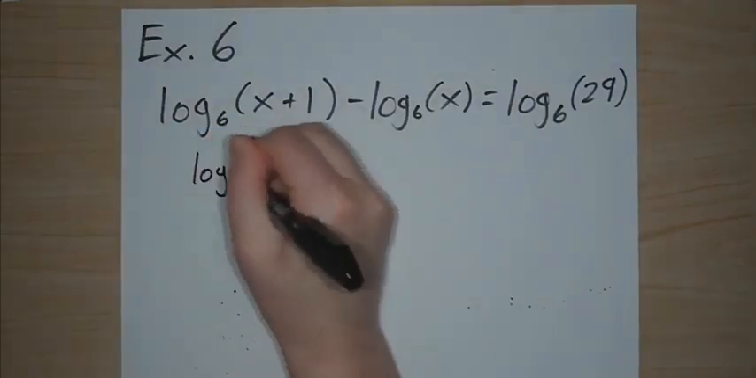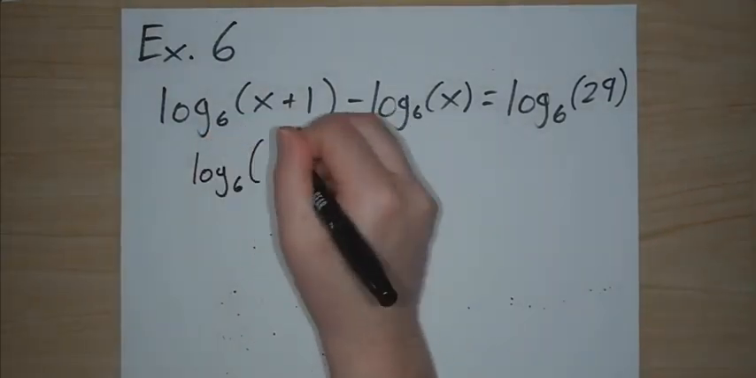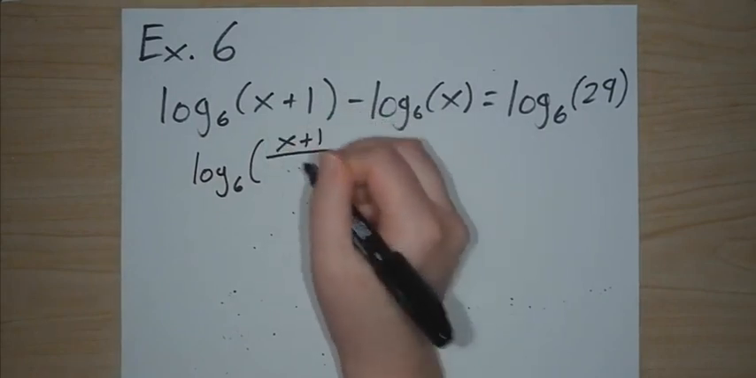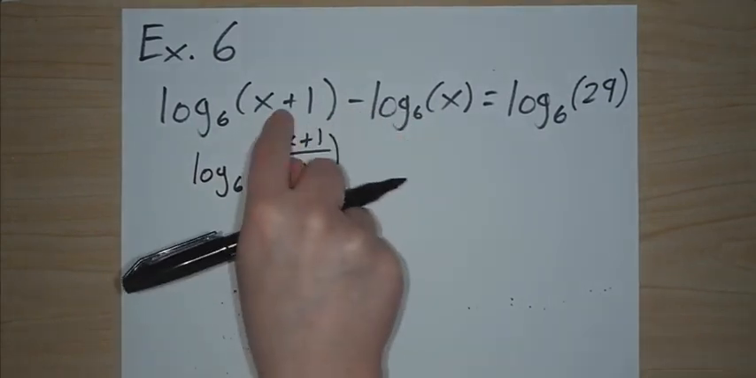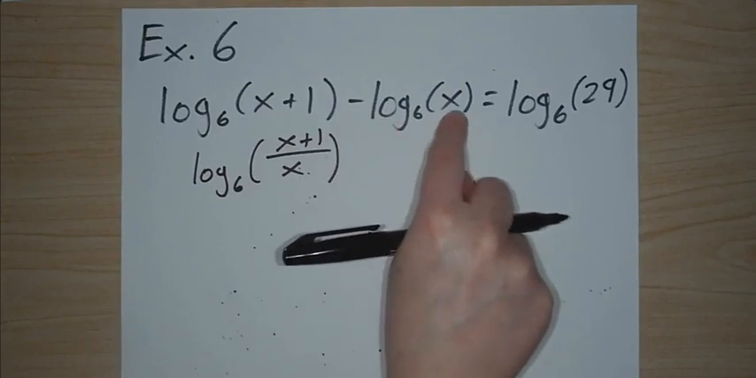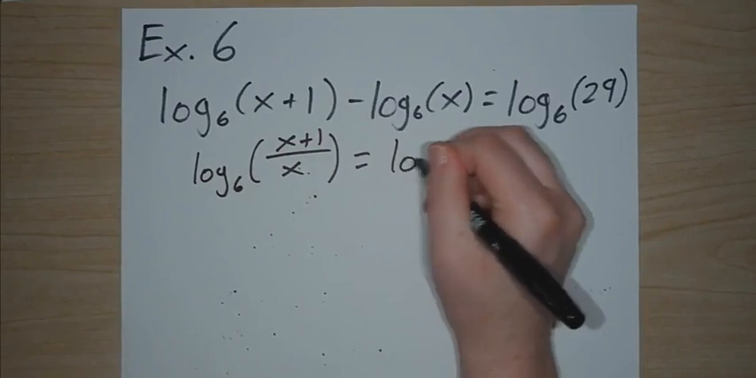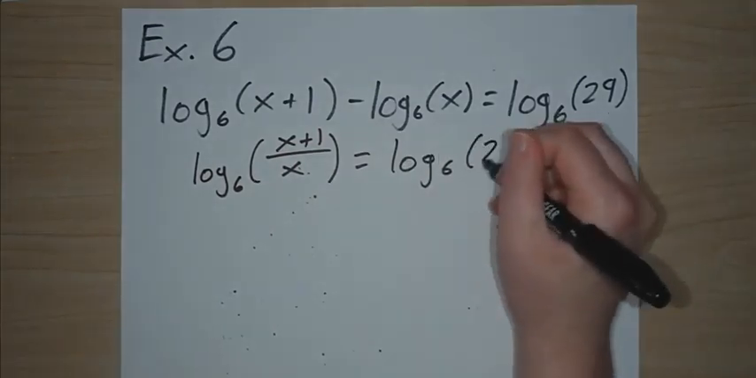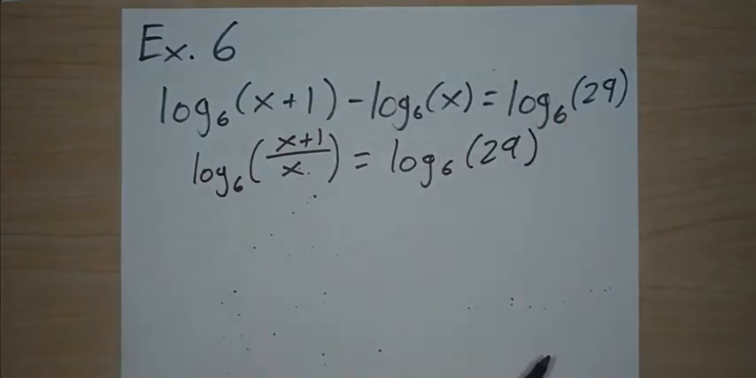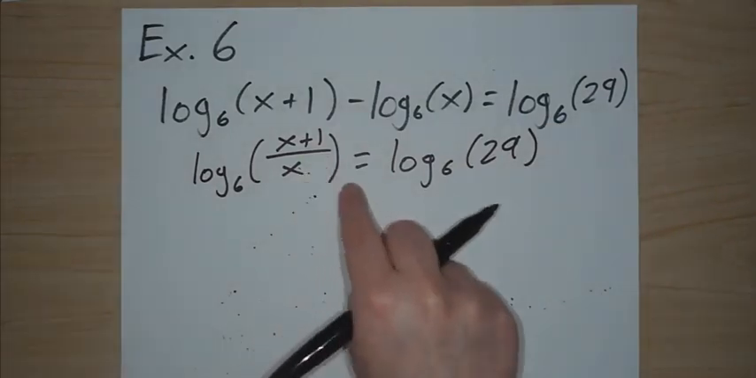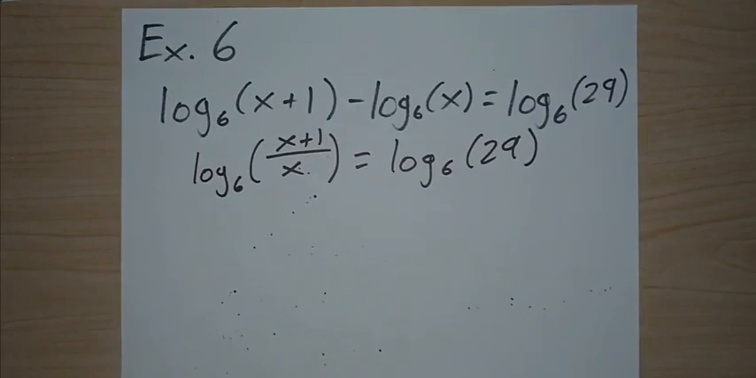We have log base 6 of x plus 1 divided by x. x plus 1 is the one being subtracted from, so it is the numerator, and x is the denominator. This is equal to log base 6 of 29. So now that we have it in this form, log base 6 of x plus 1 over x is equal to log base 6 of 29, there are a multitude of ways that we can now solve this equation.